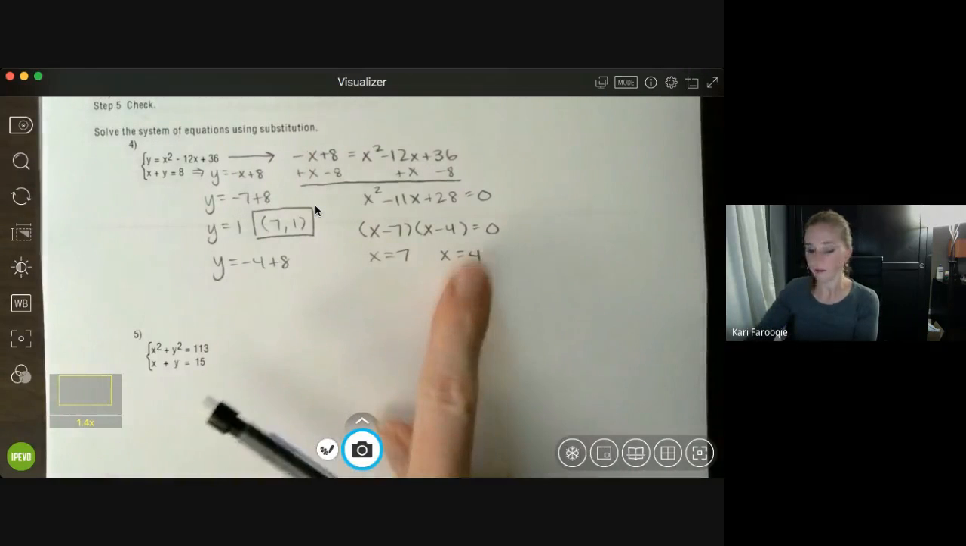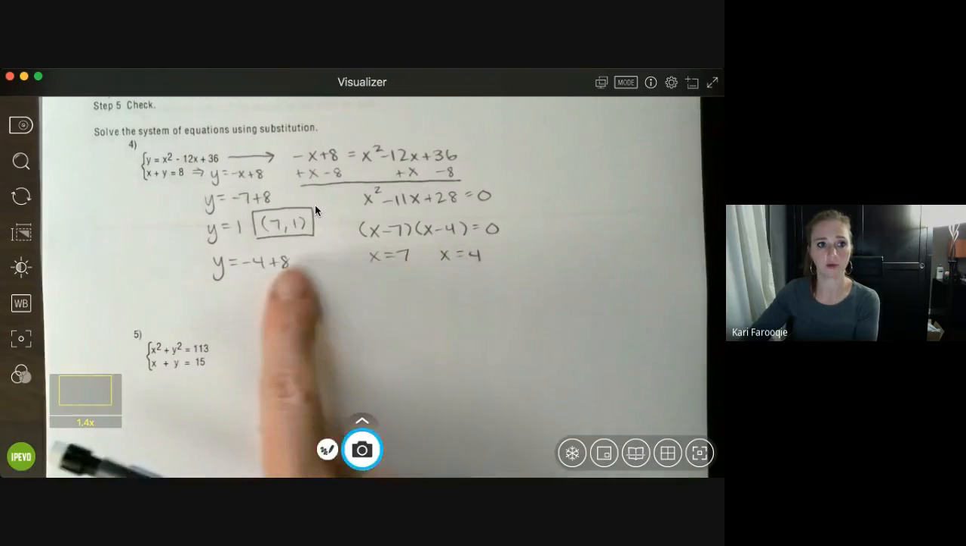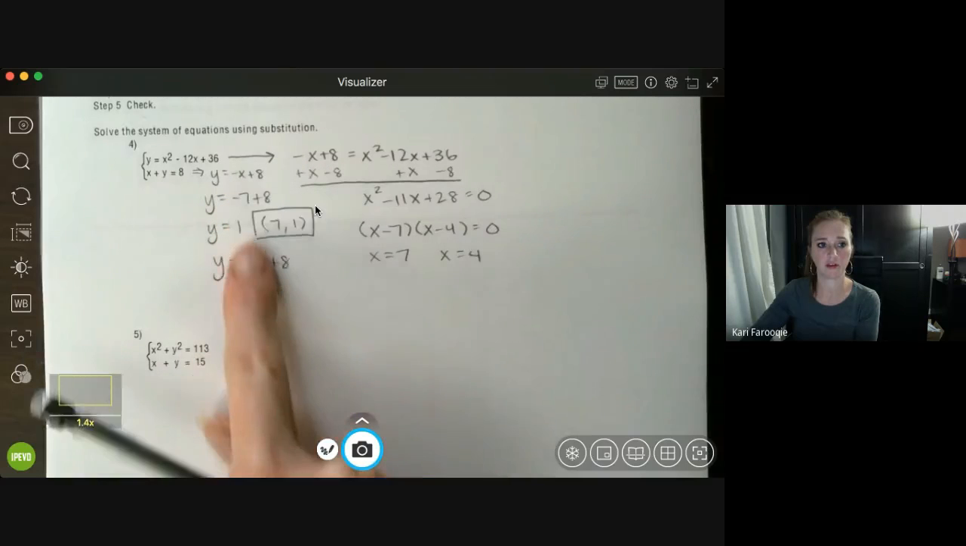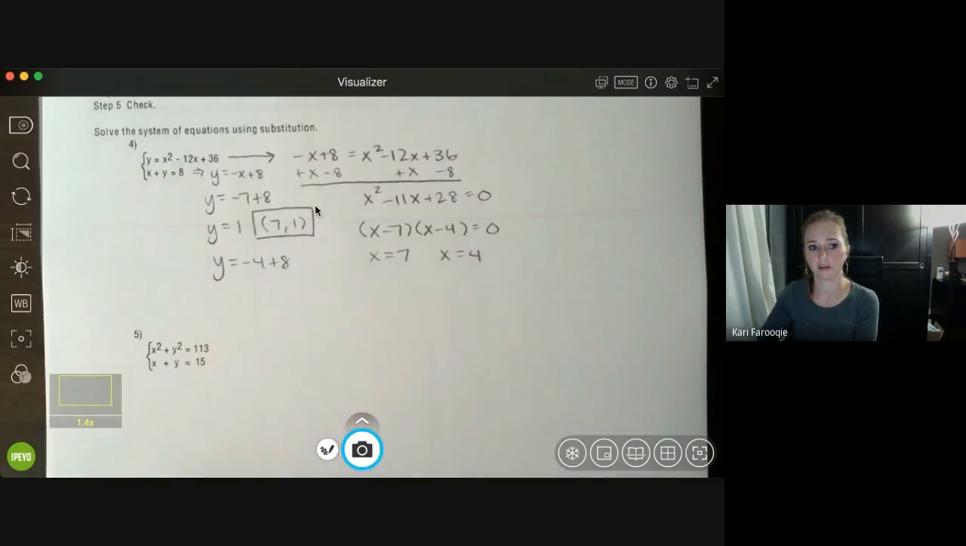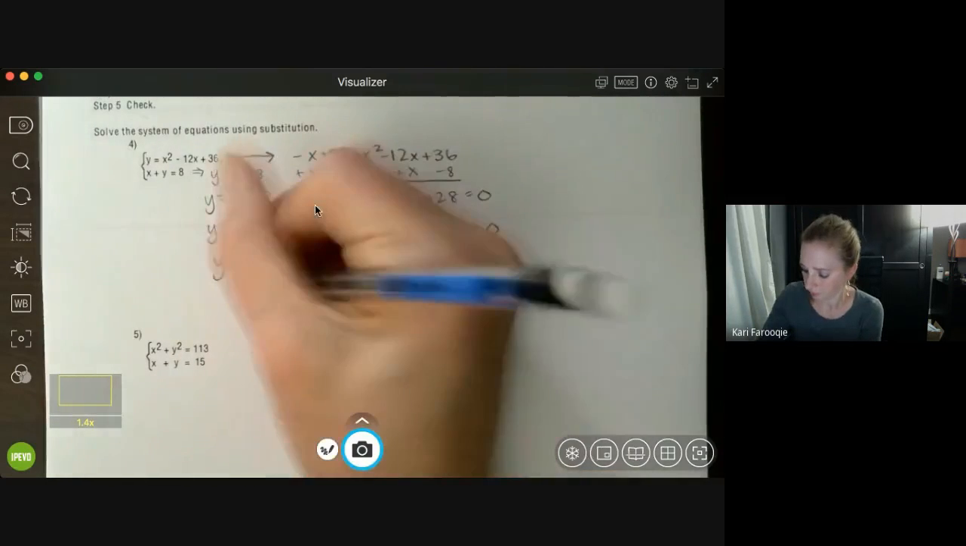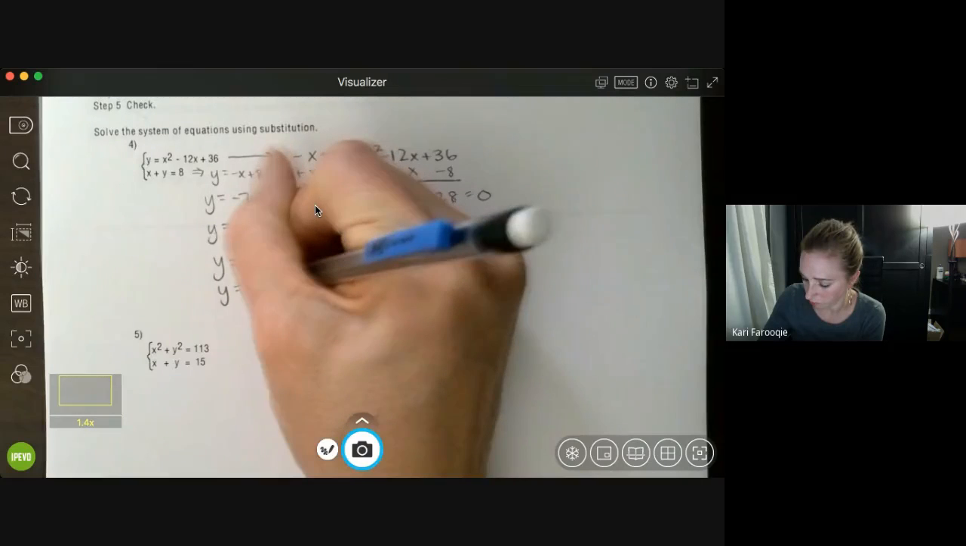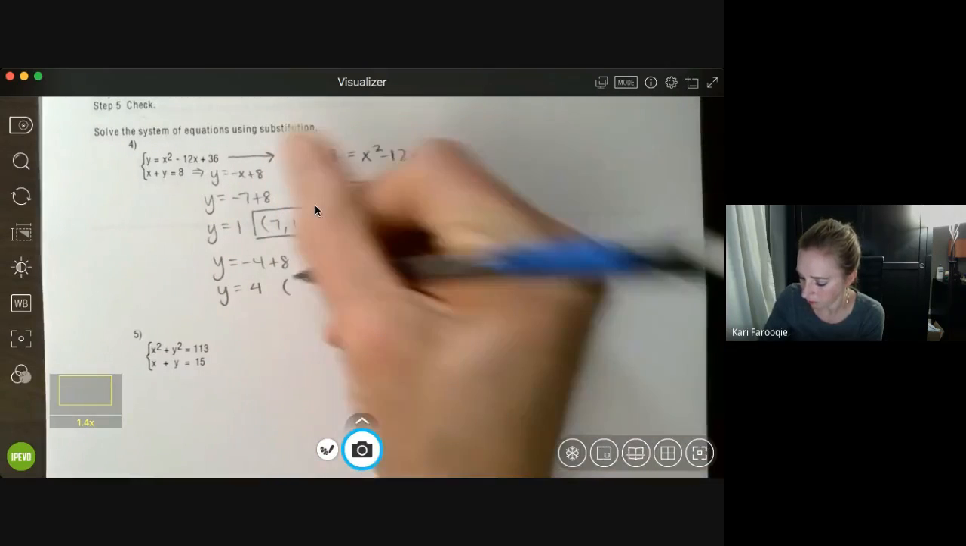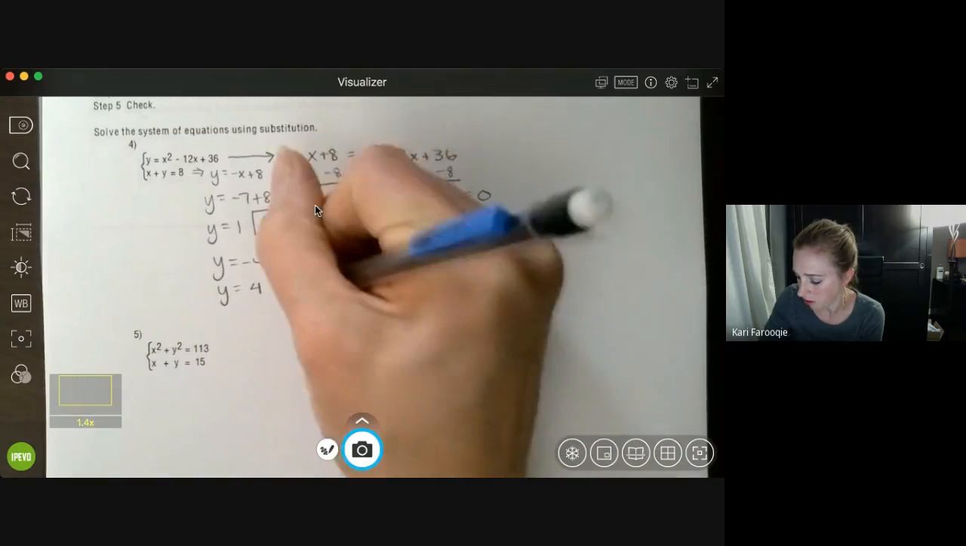For the second solution, x equals 4, we have y equals, again, negative x plus 8, so negative 4 plus 8. And that means that y equals positive 4. So we have a point at 4, 4.